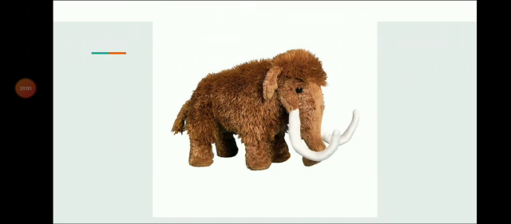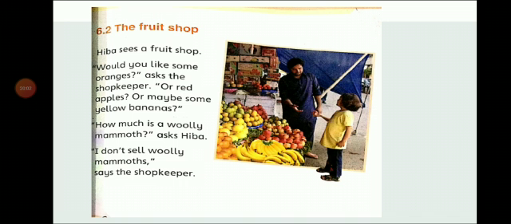Okay, my dear students. And then we have seen that Hiba went to a fruit shop and there were lots of fruits, and the shopkeeper asked if Hiba wanted to have some oranges or red apples or maybe some yellow bananas. But Hiba asked him how much is a woolly mammoth. She asked a wrong question because it was not a toy shop. It was a fruit shop. So if she wanted to buy a woolly mammoth, she should go to another shop.